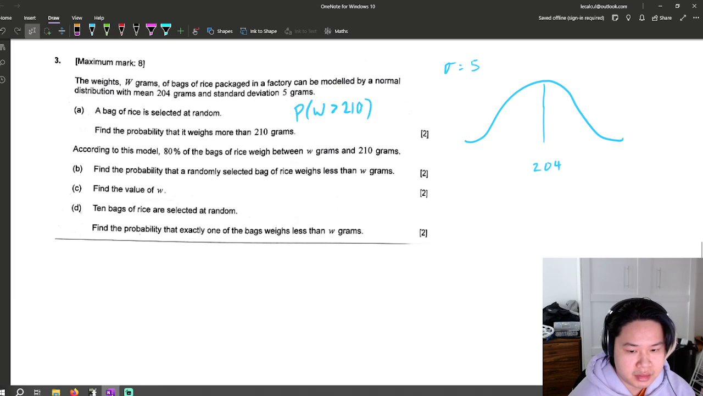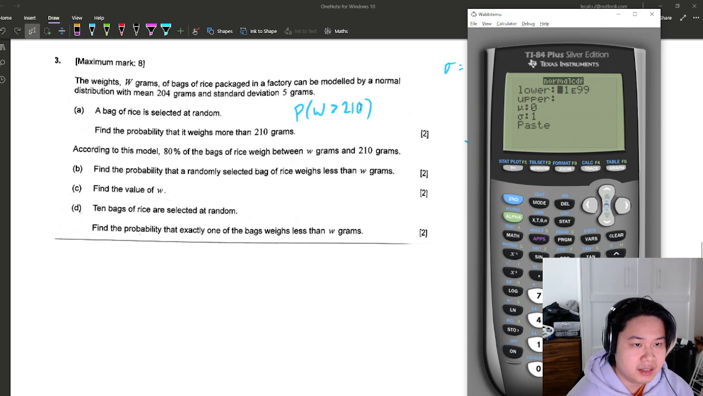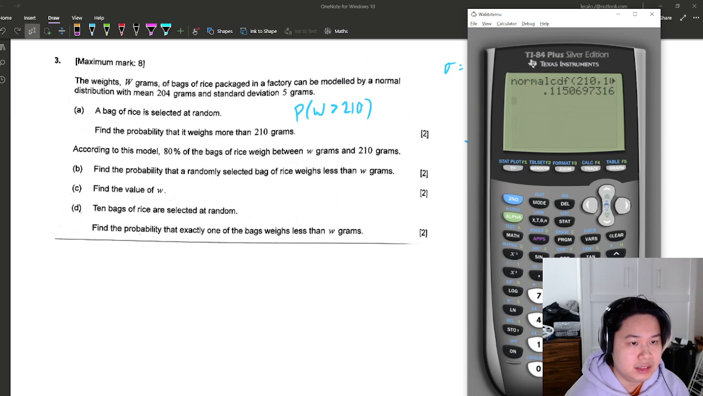Okay, use your calculator, because you have the mean and the standard deviation, so we can just go into our distributions and then do a normal CDF. And our lower boundary is 210. We don't really have an upper boundary, so in this case, my calculator, I just need to put in an appropriately large number. The mean was 204, standard deviation was 5. Okay, and then there you go, 115.